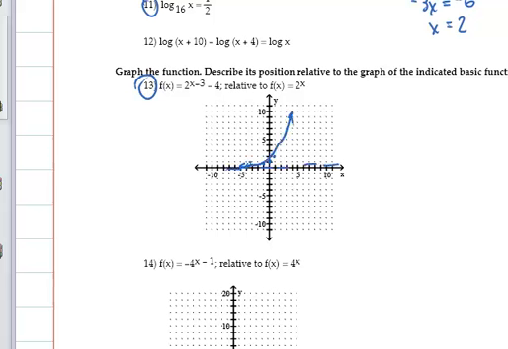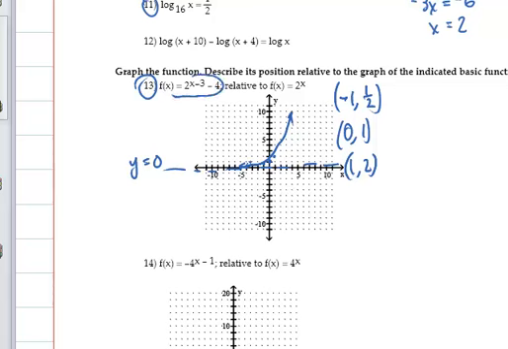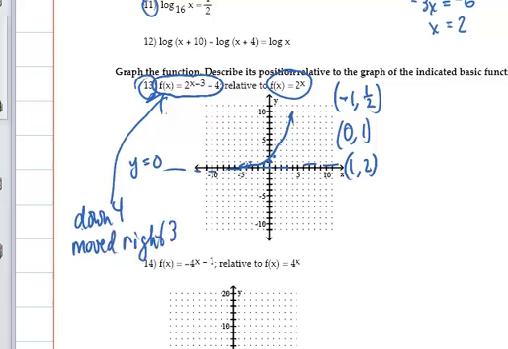That it has an asymptote at 0. It has some points at negative 1 comma 1/2, 0 comma 1, and 1 comma 2. When we consider how this function changes the parent function, this function would, in a description, be down 4 and moved right 3. There would be no flips because there are no negatives.